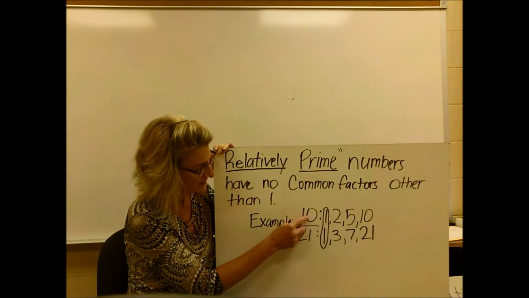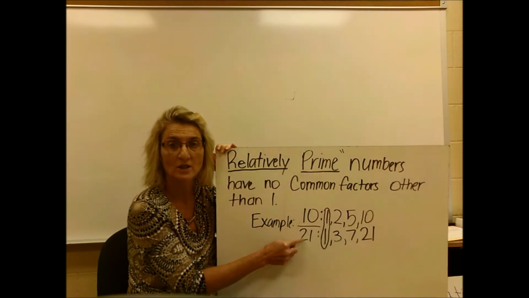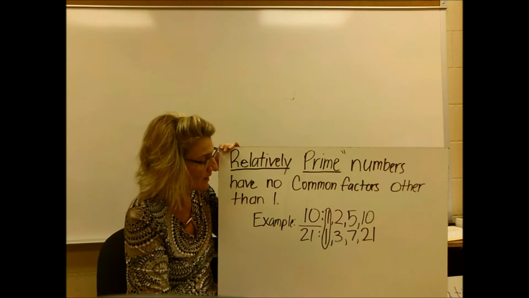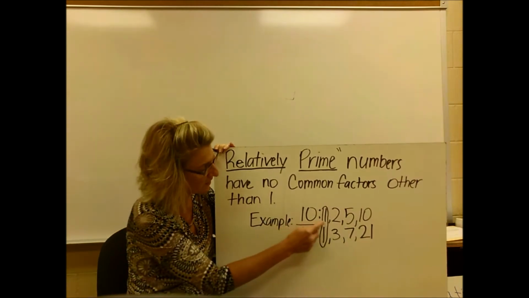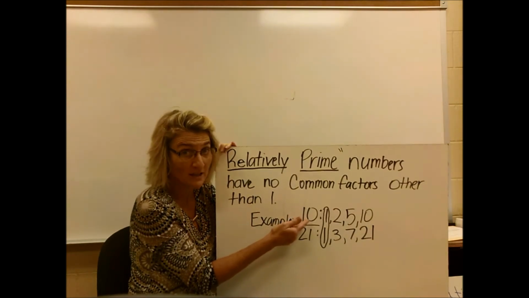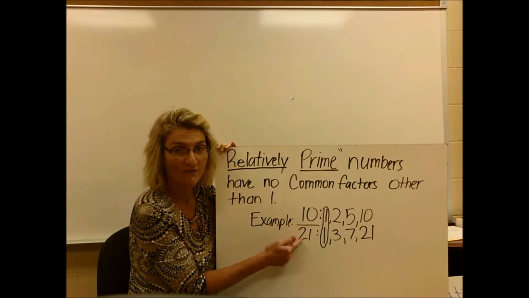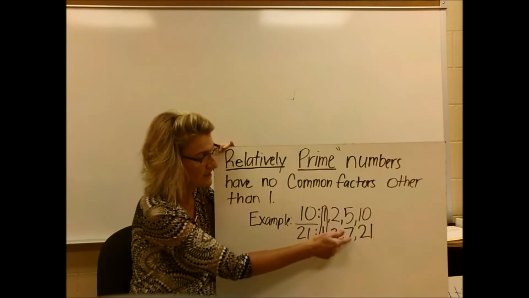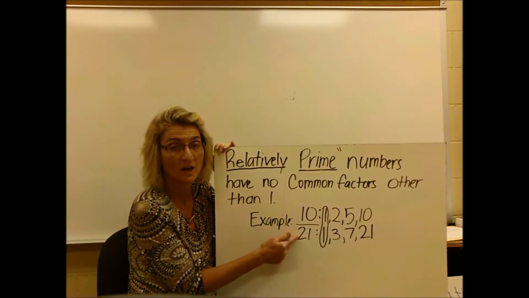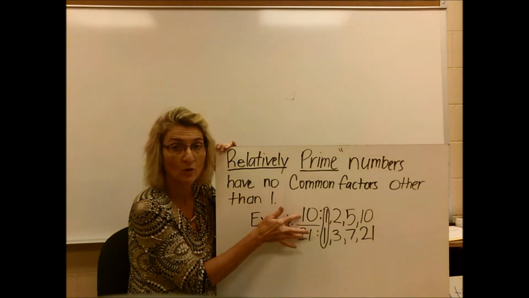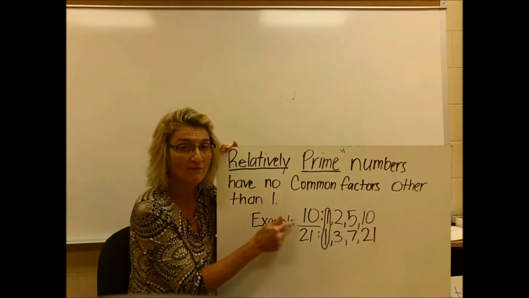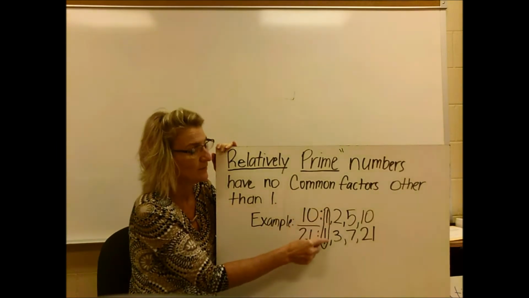For example, 10/21. Our factors of 10 are 1, 2, 5, and 10. So that's not a prime number, that's a composite number. Our factors of 21 are 1, 3, 7, and 21. Again, I have two composite numbers. But this is in simplest form because it's relatively prime. The only common factor it has is 1.